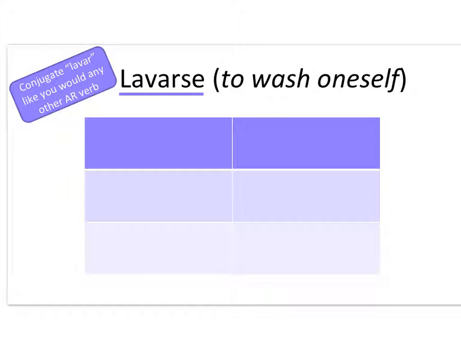All right, so you're going to conjugate lavar like you would any other AR verb. So if you want to go ahead and pause these notes and write it down, you can. We know that it's an AR verb, so the only part that you're going to look at is lavar, like it says right there. So we know yo form would be lavo, lavas, lava.